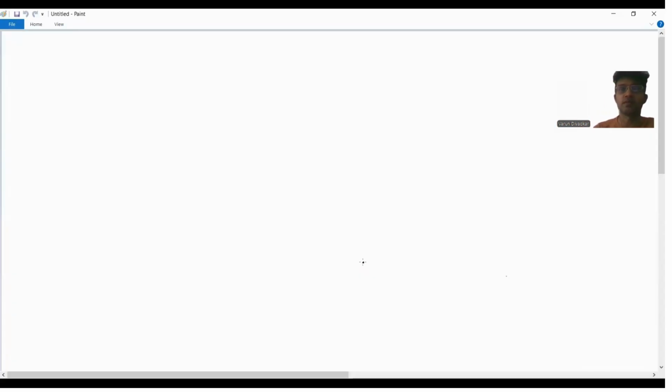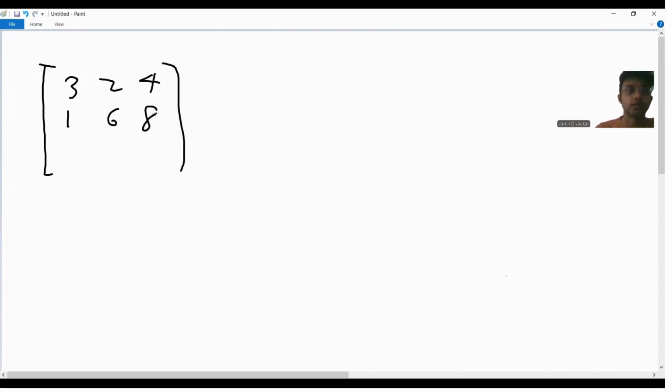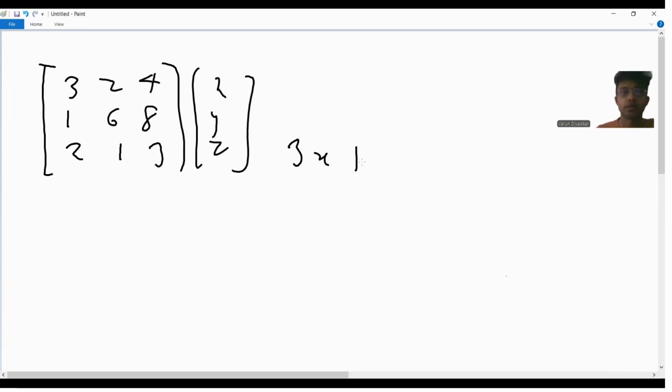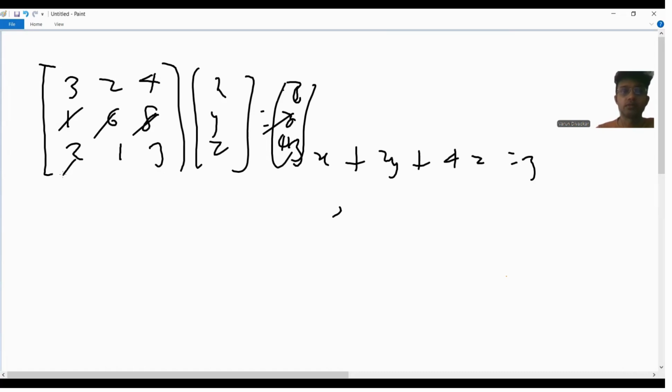Say you're solving a set of linear equations using matrices. You have a matrix with rows 3, 2, 4; 1, 6, 8; and 2, 1, 3, multiplied by x, y, z. So the first equation becomes 3x plus 2y plus 4z equals 3, then x plus 6y plus 8z equals 2, and then 2x plus y plus 3z equals 4.